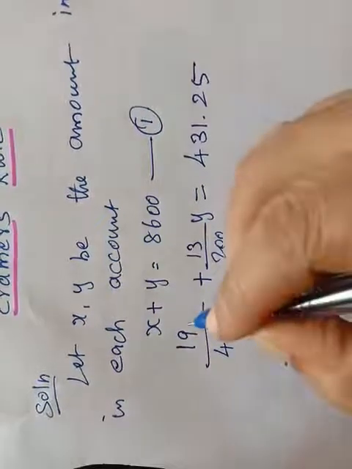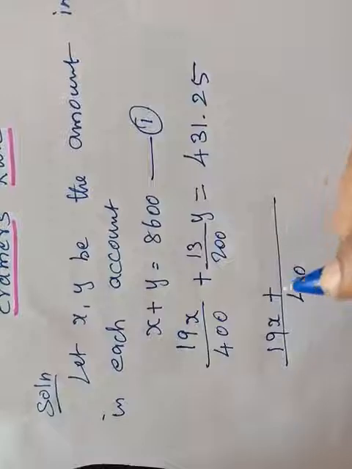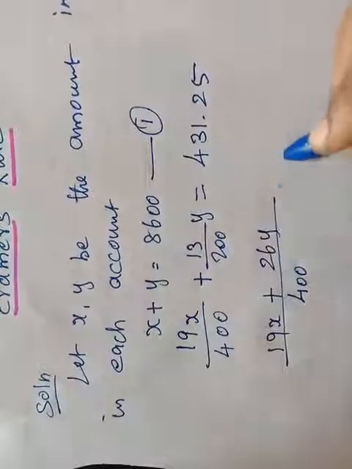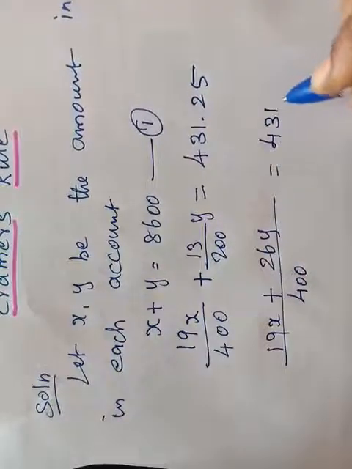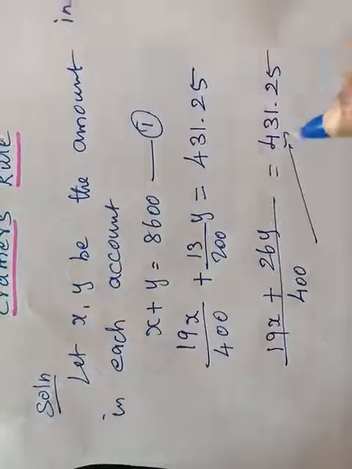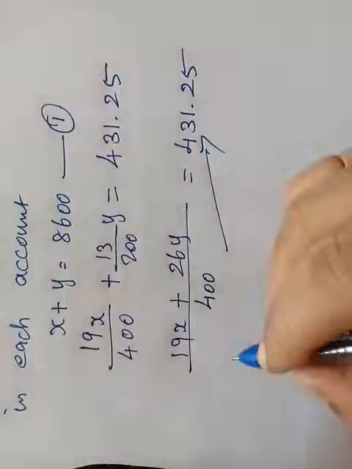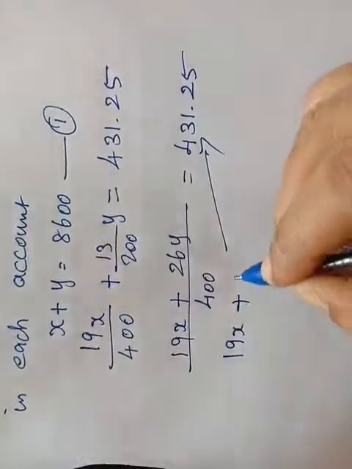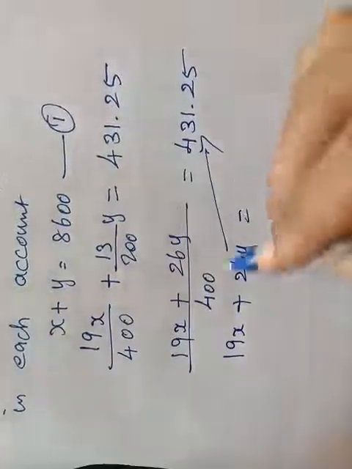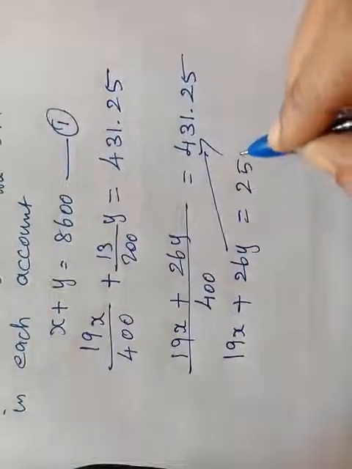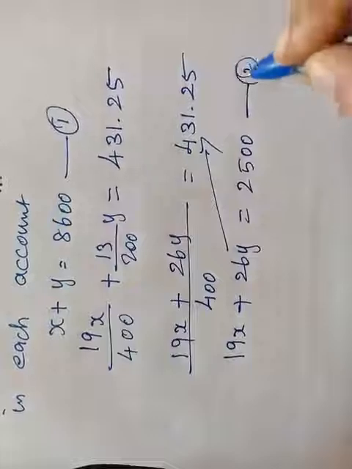Here 19x plus 26y equal to 431.25. If you multiply, you will get 19x plus 26y equal to 2500. That is your second equation.